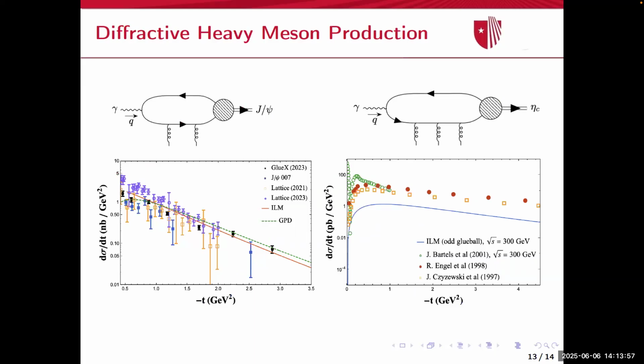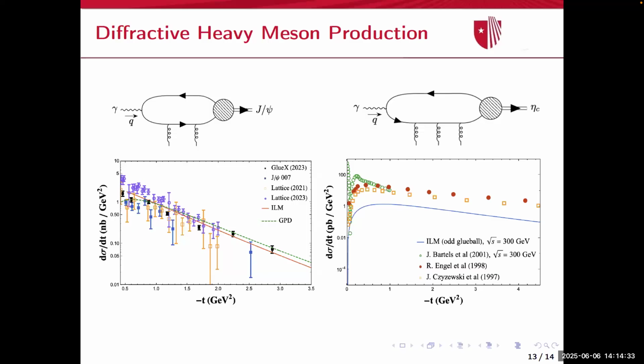Okay, the last one is we also calculate the diffractive heavy meson productions. Usually when you use the factorization, the proton has to move in very fast. But in the near threshold regions, usually the proton will move very slow, so you cannot factorize it. But it's not the case when the meson is heavy. When you produce the heavy mesons, the proton is forced to move in very fast. So you can still use this factorization regime.